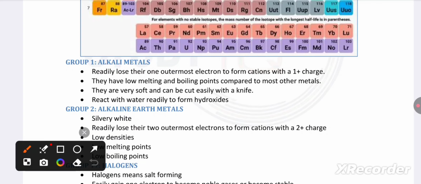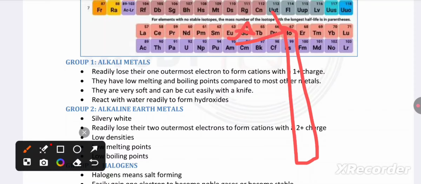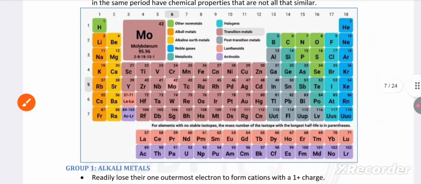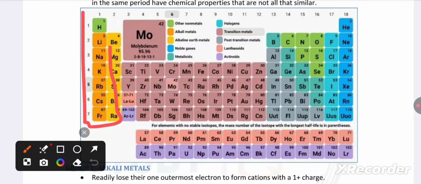Okay, the first group in the periodic table, the first column, is called alkali metals. They readily lose their one outermost electron, that is, a plus one charge. This is the alkali metals. The first group is very eager to release that one electron in the outermost shell.